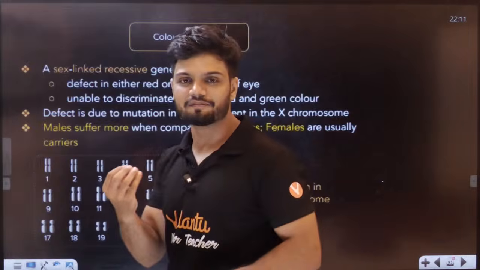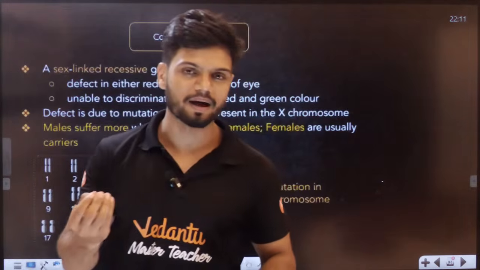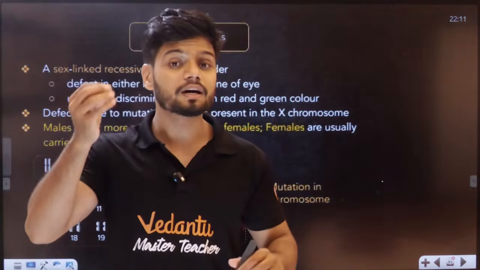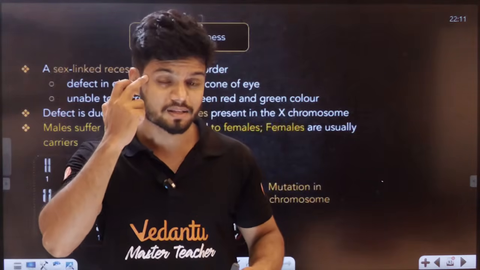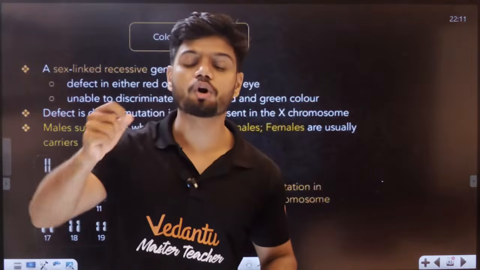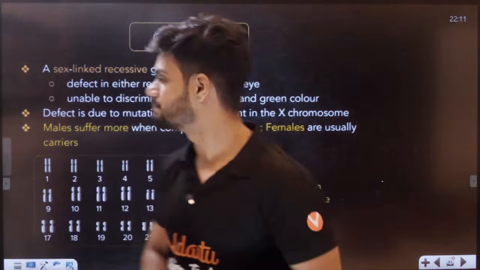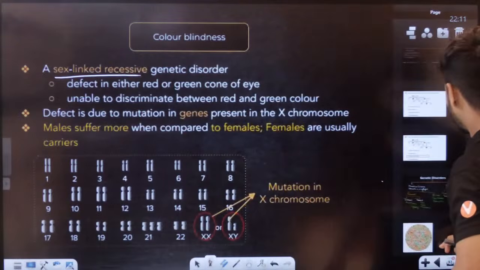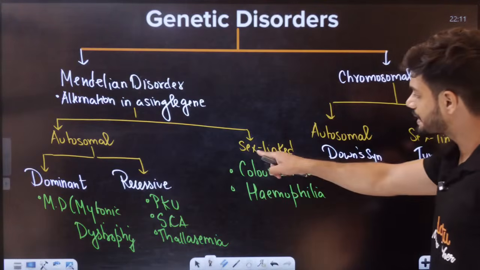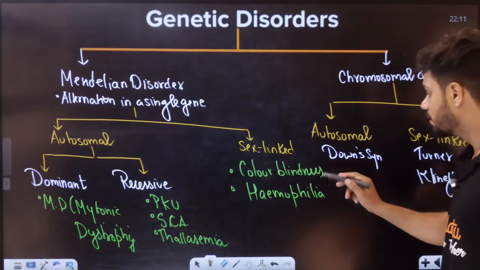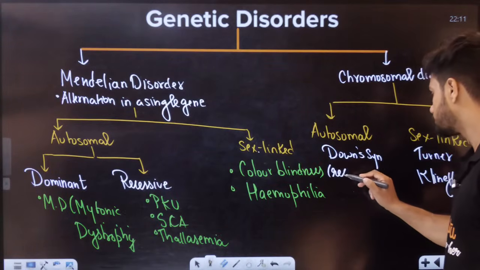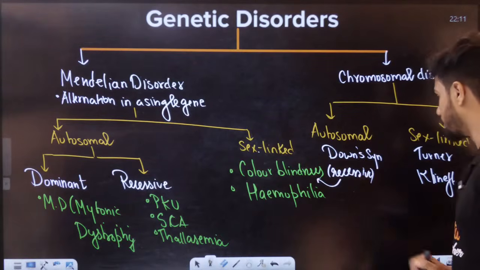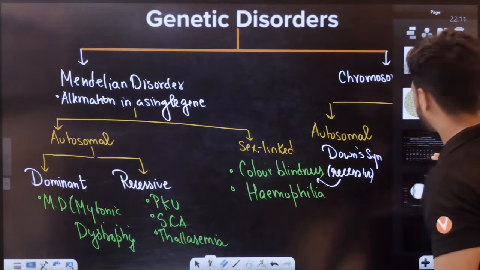Color blindness is influenced by a mutation in a gene because of which the cones and rods in the eyes get damaged and are not able to perform very well. It is a sex-linked recessive disorder. If you go back here, students, color blindness is a sex-linked recessive disorder.